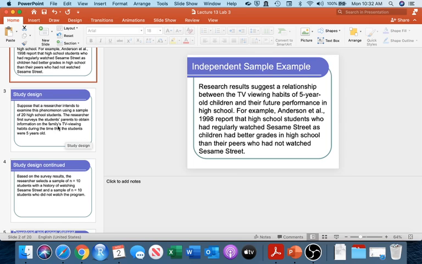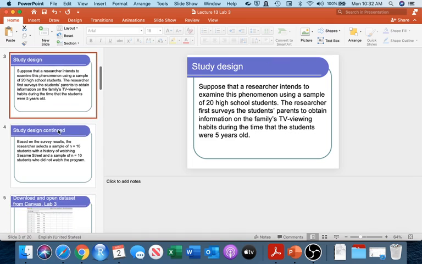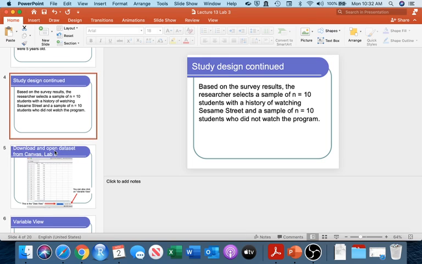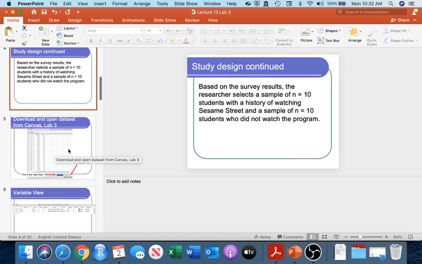So those are two different sets of participants, right? We have students who did watch Sesame Street as children, and then participants who did not watch Sesame Street as children. And in this sample, we had 10 students who watched Sesame Street and 10 students who did not.